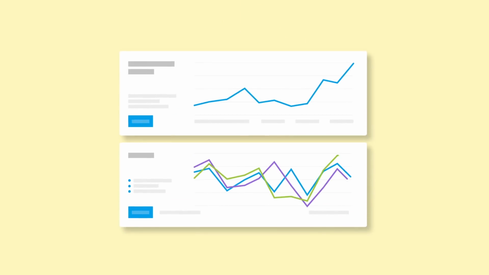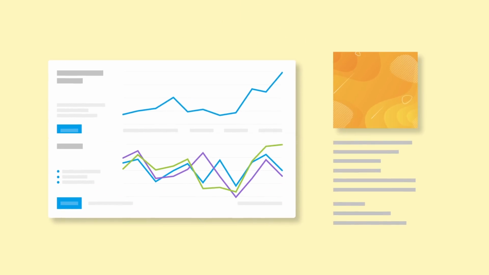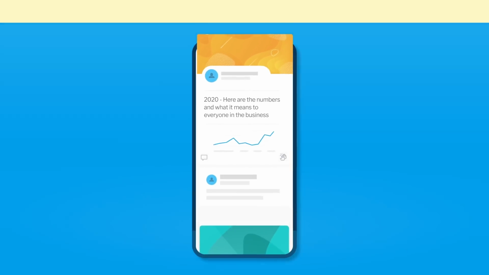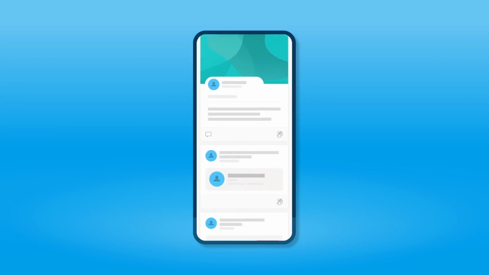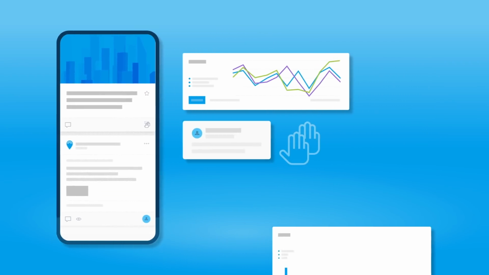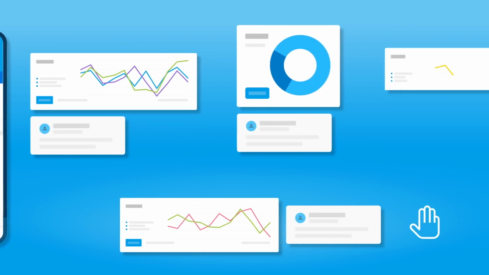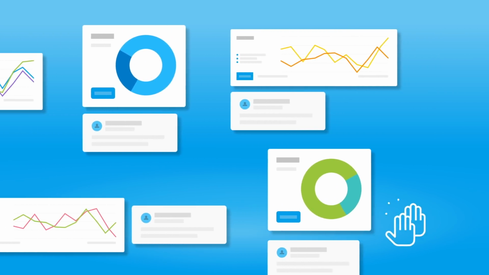Magic happens when you combine trusted data with the power of words. It's the best way to share insights that can be easily understood. And you'll interact with data like you've never done before, using familiar social interactions, including discussions, comments, and claps.